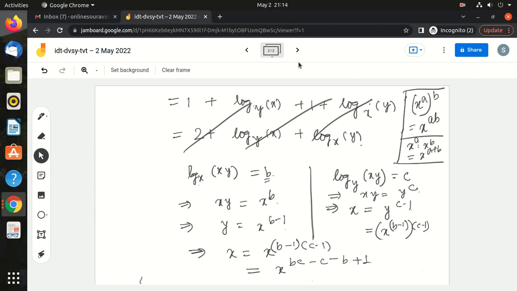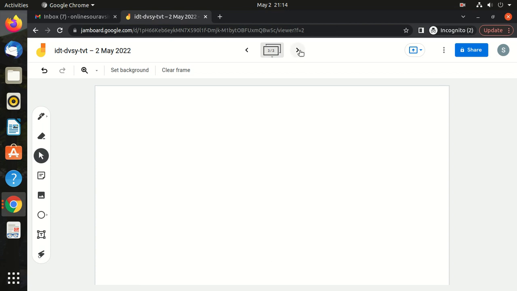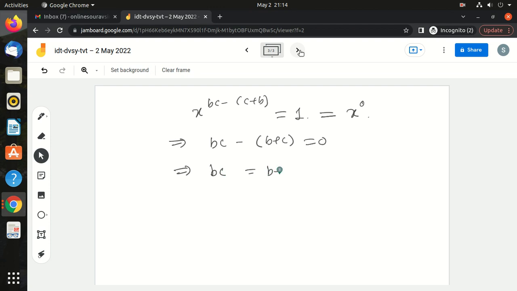Now from this, I divide both sides by x. Then what I get is x to the power bc minus c minus b equals 1. So this means bc minus b minus c equals 0, because this is equal to x to the power 0. In other words, you take log base x, and that gives you this equation. So bc equals b plus c, and your question was to find b plus c. So b plus c equals bc.